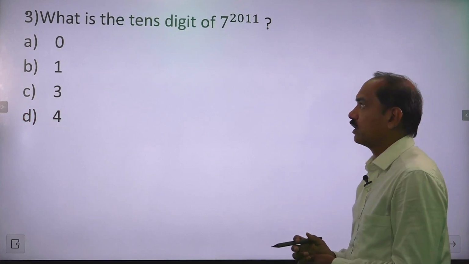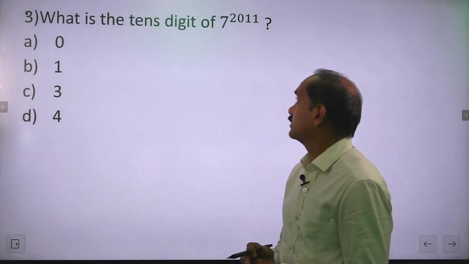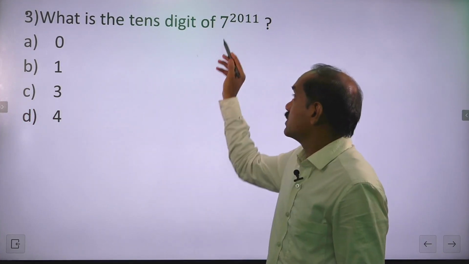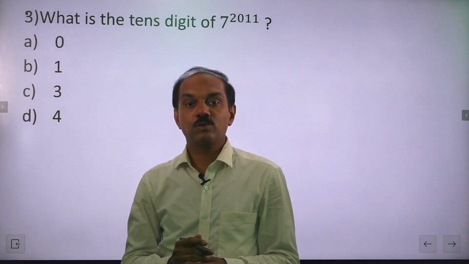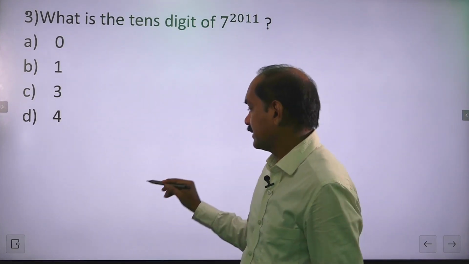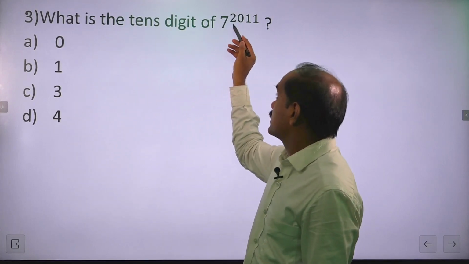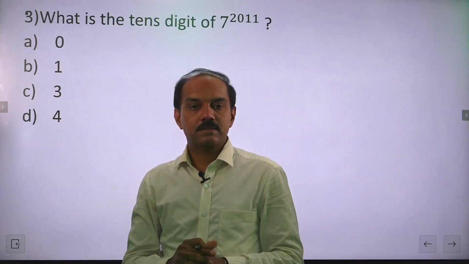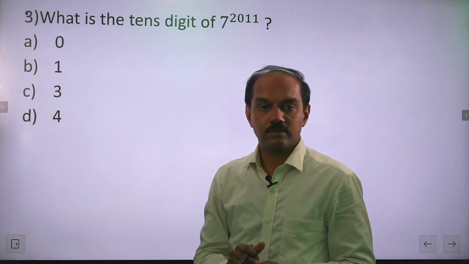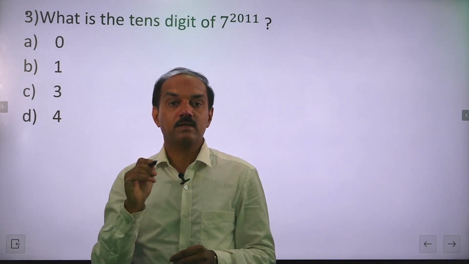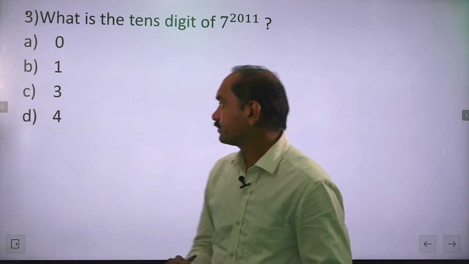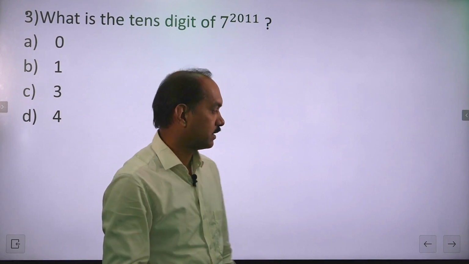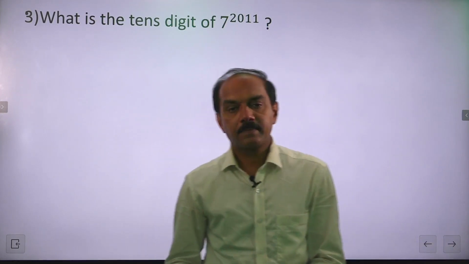Moving on to the next one: what is the 10th digit of 7 to the power 2011? So 7 should be multiplied how many times? 2011 times. And once you multiply 7, 2011 times, whatever answer you get, in that answer we are concerned with only the digit in the 10th place, right? And your options are 0, 1, 3 and 4. These are the options. Now let's see how to solve this problem.